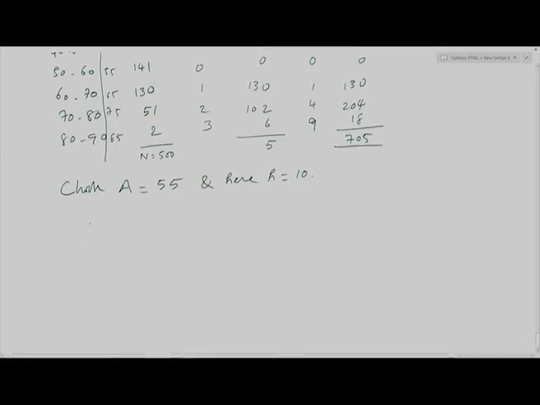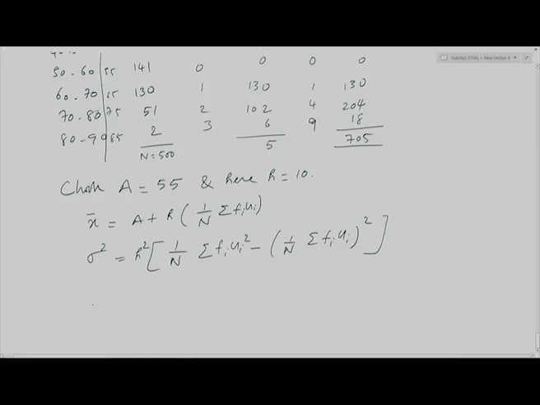We know the formula: x bar is equal to a plus h into 1 by n sigma fi ui. And sigma square is equal to h square into 1 by n sigma fi ui square minus 1 by n sigma fi ui whole square. Now we have computed all the values, we can substitute them here and find the values of x bar and sigma square.